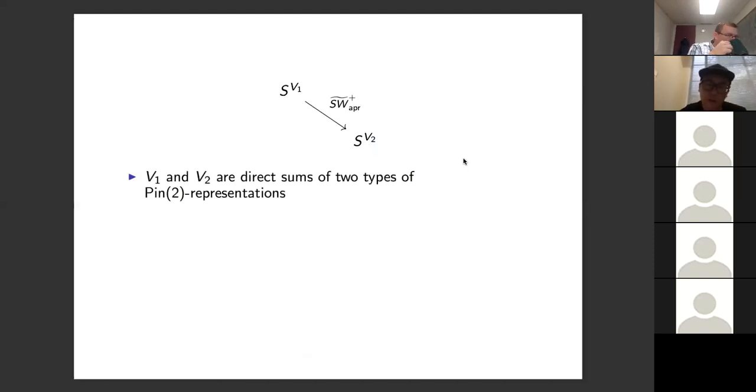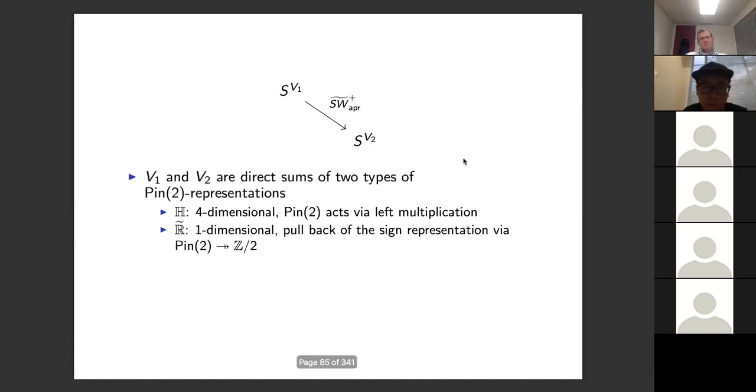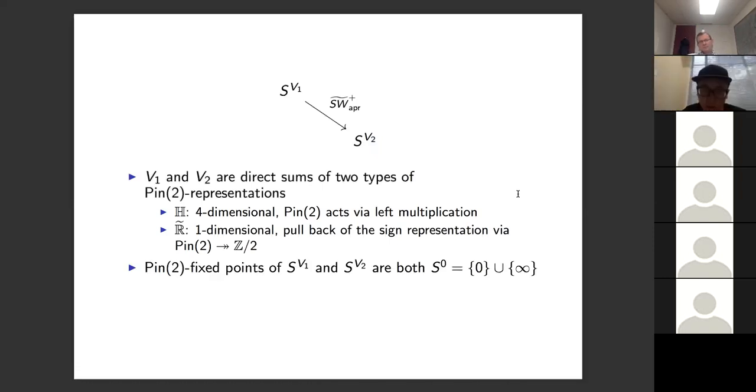So it turns out people show that both V1 and V2 are direct sums of two types of representations of Pin(2). The first one is just the quaternions. Pin(2) sits inside of the quaternions, so it acts by left multiplication. It's a four-dimensional real representation. We also have the sign representation. It's the pullback of the sign representation of C2, the cyclic group of order 2. And the Pin(2) fixed points on these two types of spheres are both the 0 point and the infinity. So it's the trivial sphere in dimension 0. And this maps 0 to 0 and infinity to infinity.